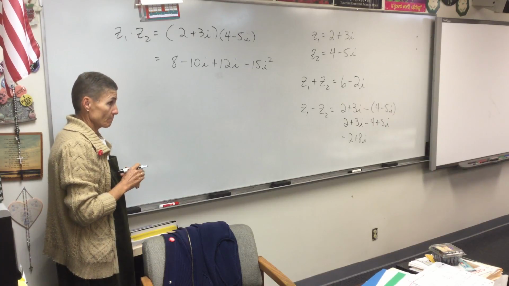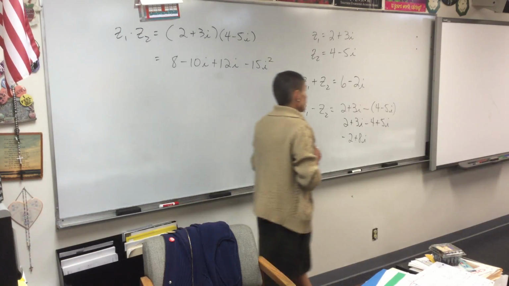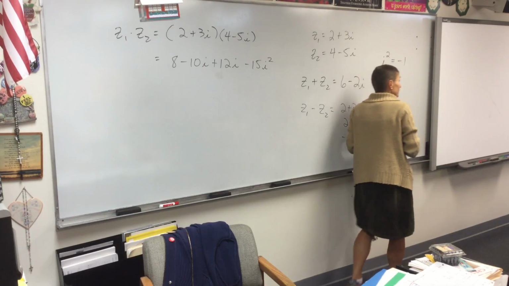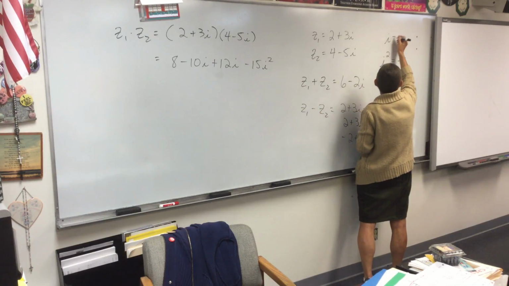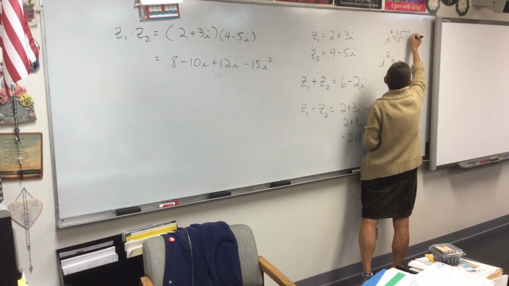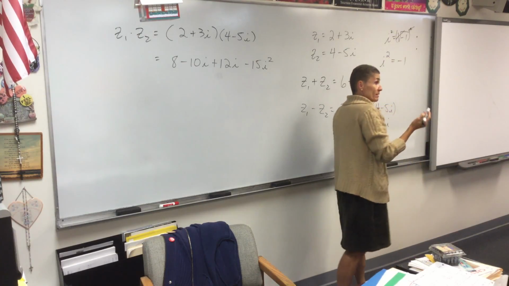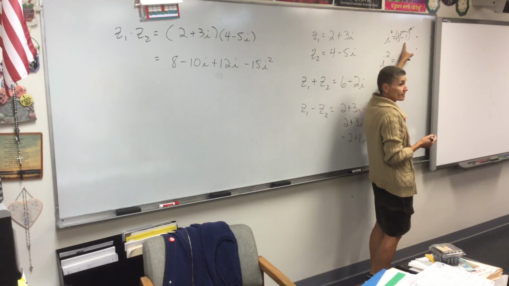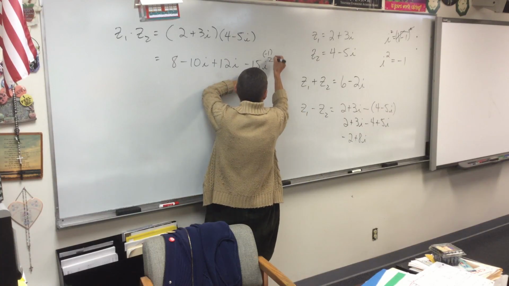Now we need to talk about something. The i squared. We need to talk about the i squared. What do you remember about i squared? That it's negative 1. And the reason it's negative 1 is because i is the square root of negative 1. So when I square that, the radical and the squared cancel, right? We've been doing that a lot. And I end up with i squared equal to just negative 1. So when I get an i squared, I'm going to think of it as negative 1.